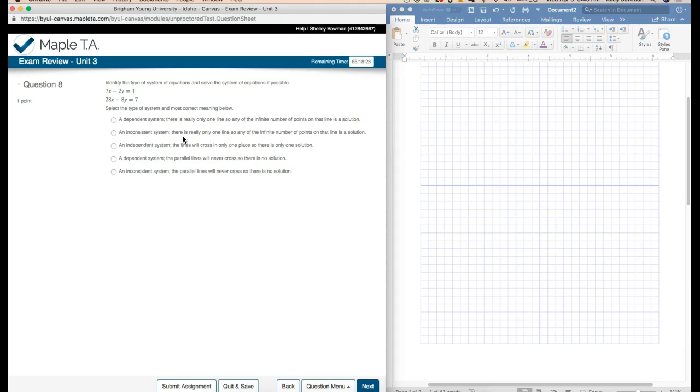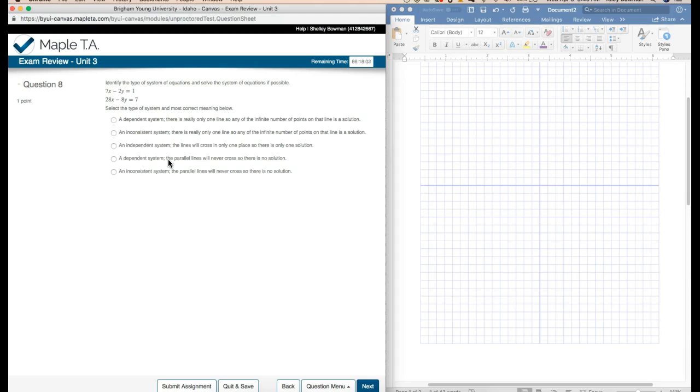So let's read what it says. There is really only one line. Oh, same definition, but they use the definition for dependent system. So this is not correct, even though it is an inconsistent system. The next one says an independent system, and the lines will cross in only one place and there's only one solution. So this is the correct definition for independent, but it's not. These are not going to intersect.